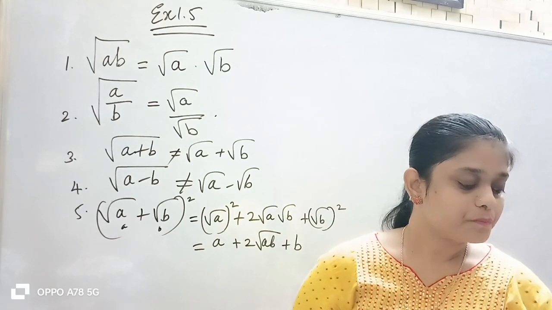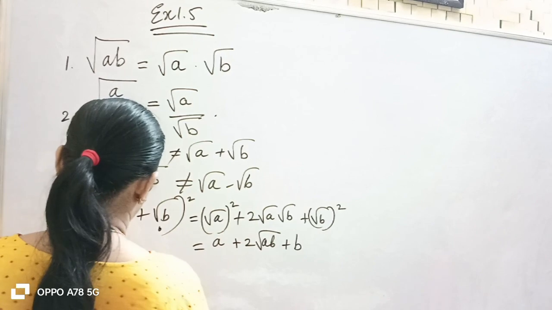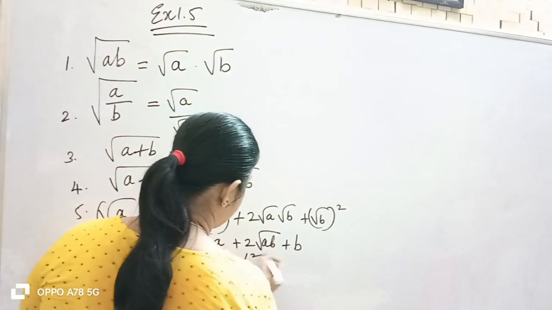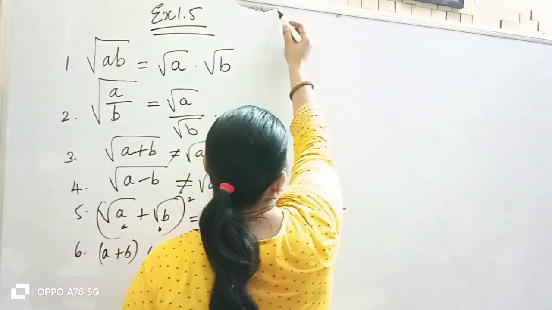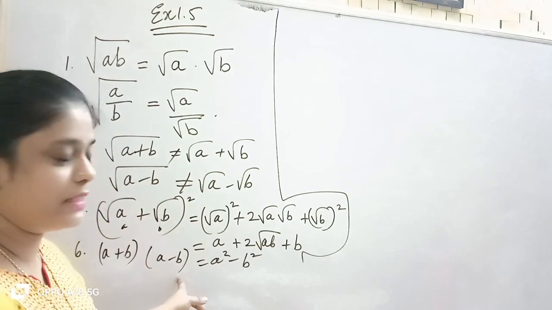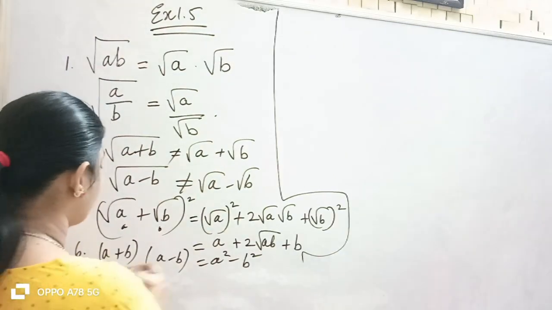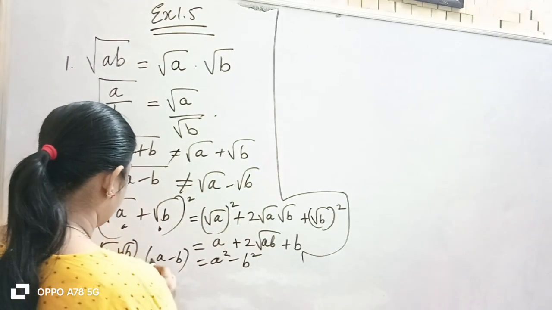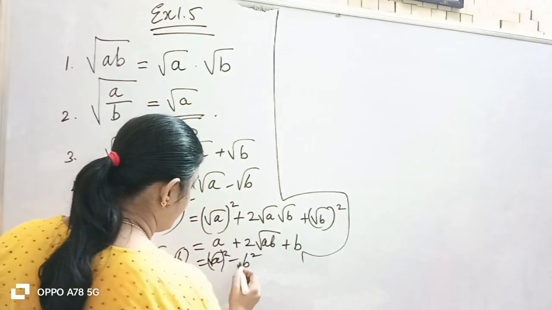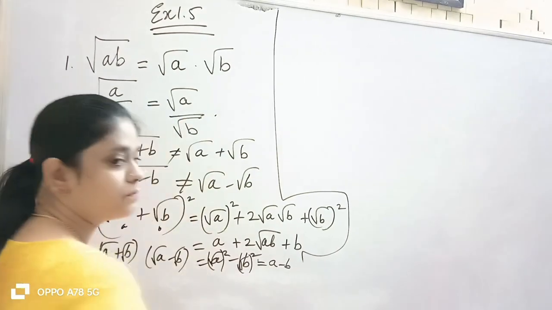Okay, and then one more famous identity is A plus B into A minus B, is it correct? What is the identity? A square minus B square, we know that. So if we apply this to roots, for example, it is root A the whole square minus root B the whole square. So your answer is A minus B, that's all.